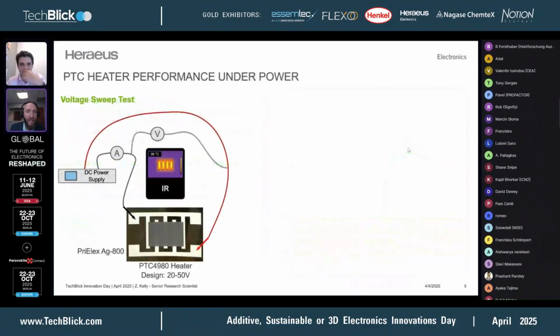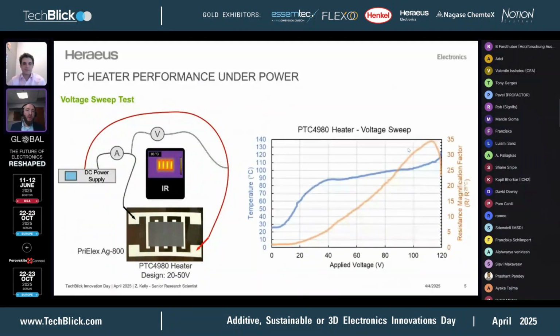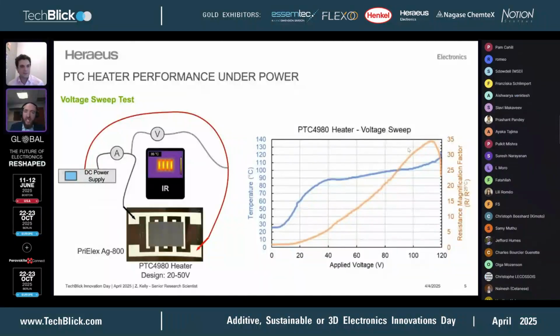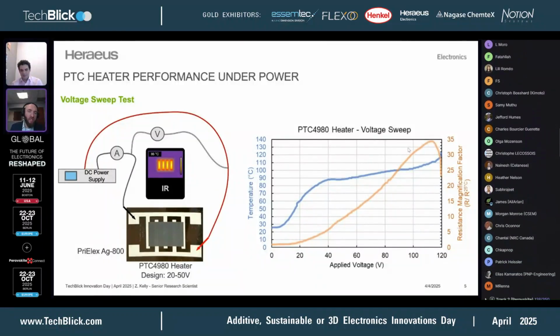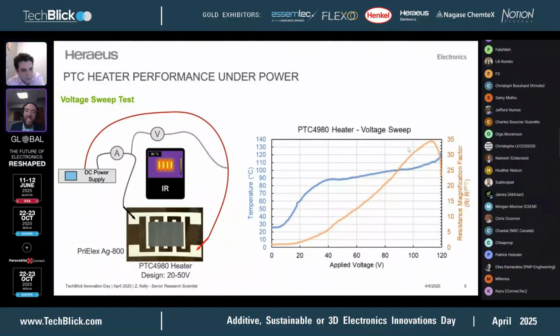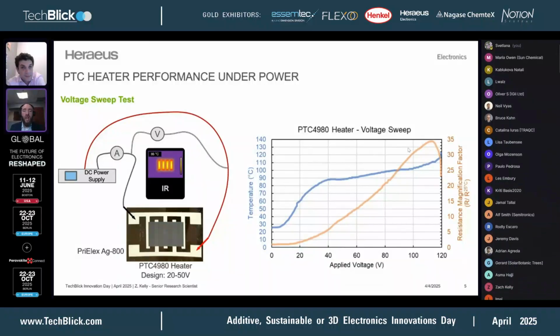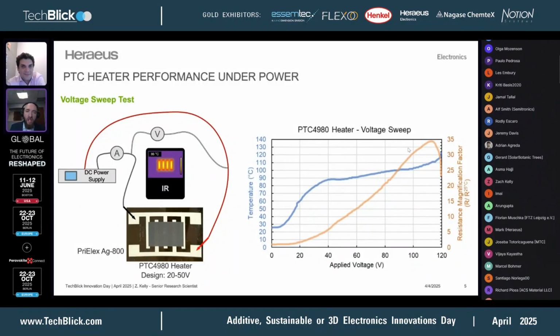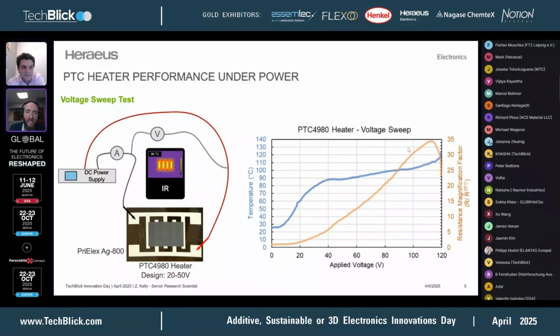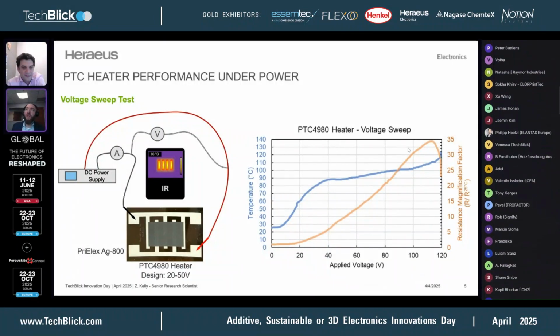Next slide, please. So to test these materials, we use a voltage sweep test. On the left here, you can see a diagram of our typical setup. Below, we have a heater that we printed in-house. Our silver conductor is our Priolex AG800, and we printed PTC 4980 heater paste on top. This specific circuit is designed to go between 20 and 50 volts. So we apply a linearly increasing voltage across the sample, and we measure the results. And since we're measuring both current and voltage, we can actually calculate the resistance while we're running.